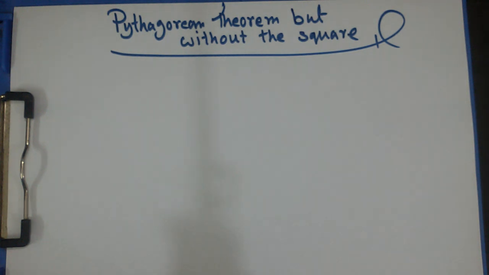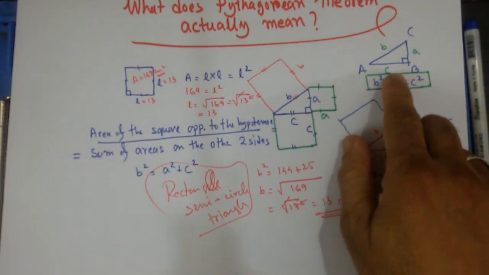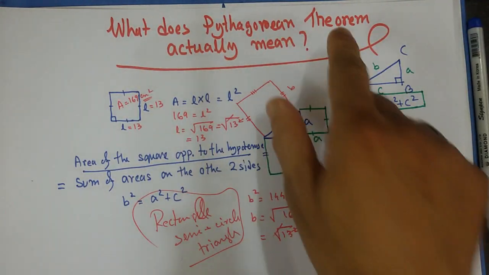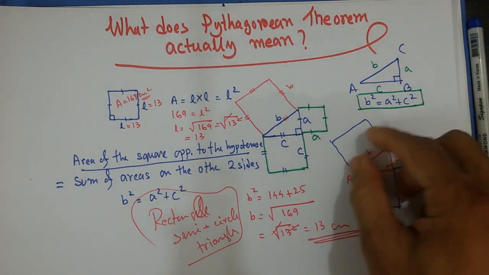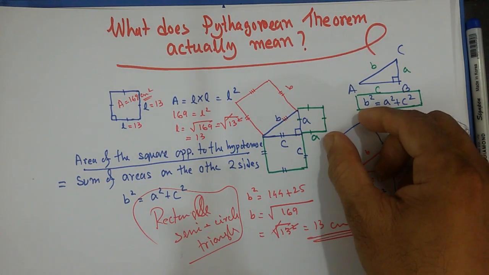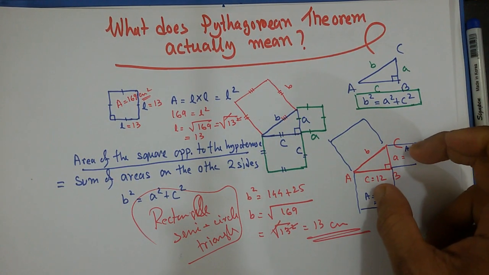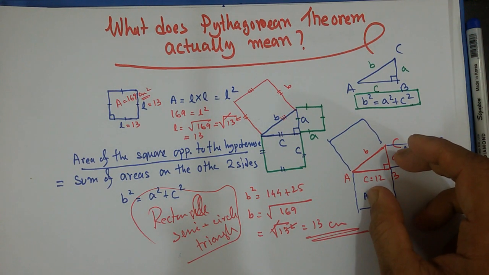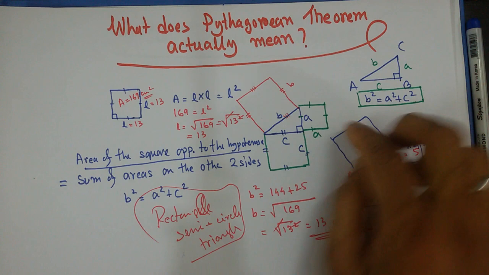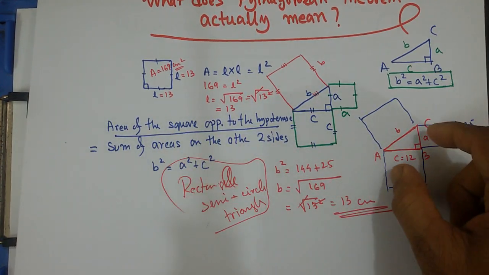In my last video, I showed you what this right angle triangle means, and that Pythagoras theorem works with squares: each of the lines that form it makes a square. It's a bigger square, and the other two sides make smaller squares. The sum of the areas of the two smaller squares equals the area of the bigger square. The area of the square opposite the hypotenuse equals the sum of the squares on the other two sides.